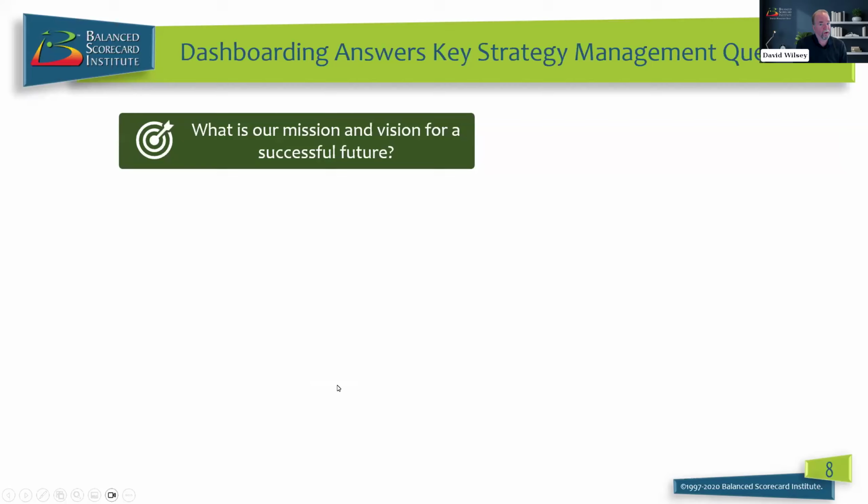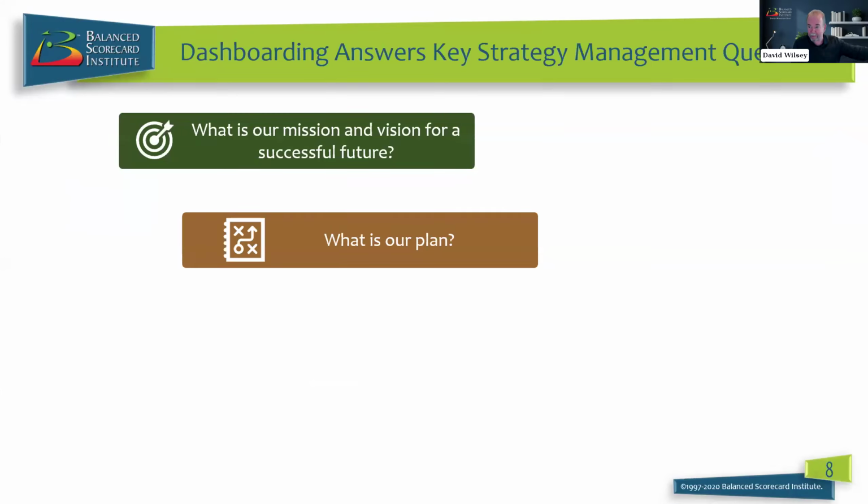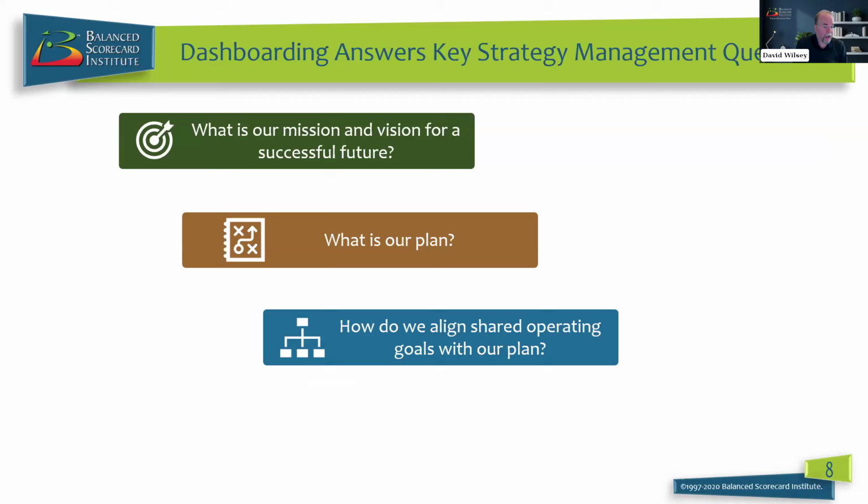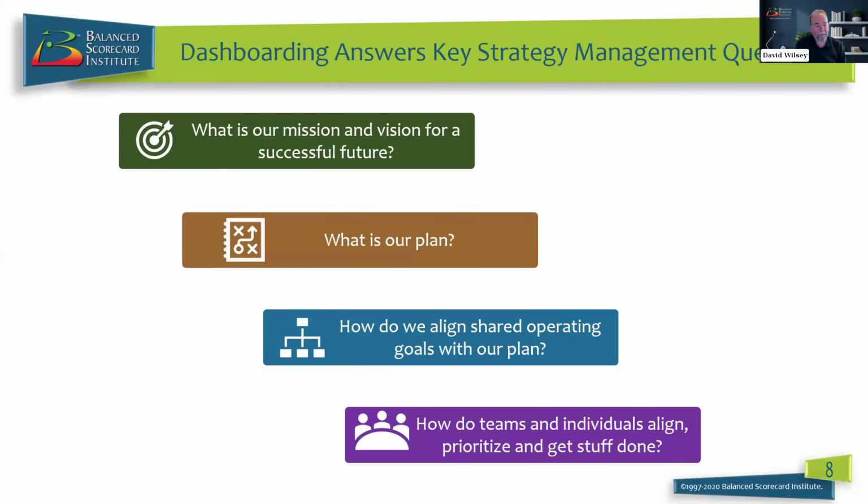We're ultimately trying to answer certain strategy management questions, like, what is our mission and vision for success? What is our plan? I'm trying to communicate this with my employees. What is the plan for accomplishing the vision that we've set out? How do I align our operating goals, all the activities that are happening, all the work that people are doing? How do I make sure I create alignment between that work and what we're trying to accomplish?